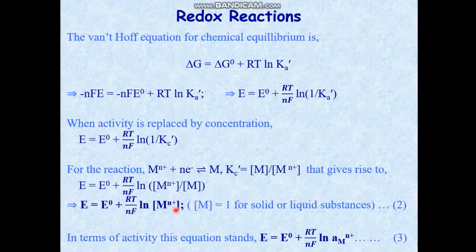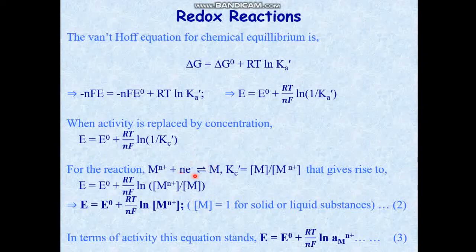Okay, as I have already said, in different books you can see different conventions of writing this equation. In some books the negative sign is written. In that case, 1 by metal cation concentration is written. Or sometimes it is a negative sign and this is as it is. So in those cases the reverse reaction is used, that means metal reversible sign metal cation, that means the oxidation reaction is used.